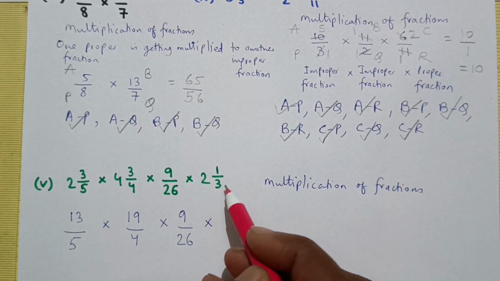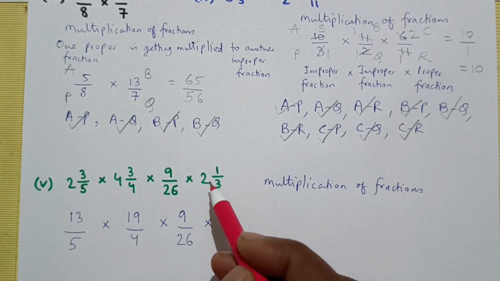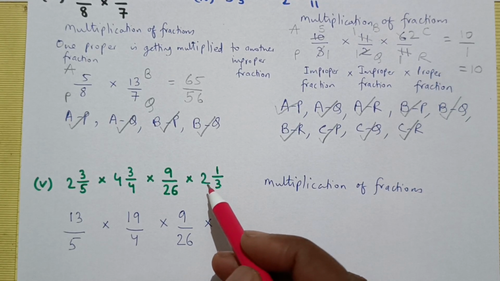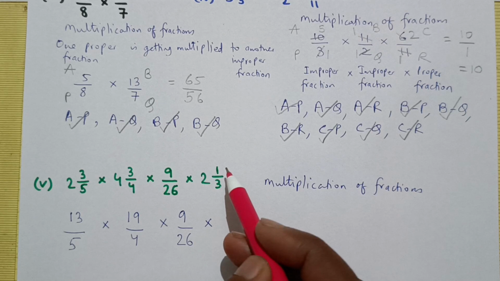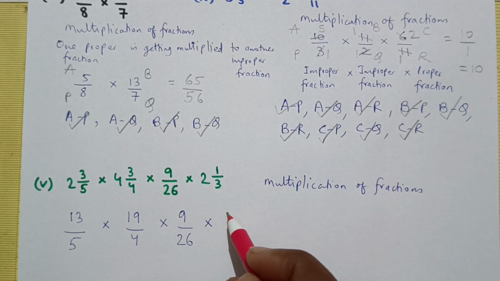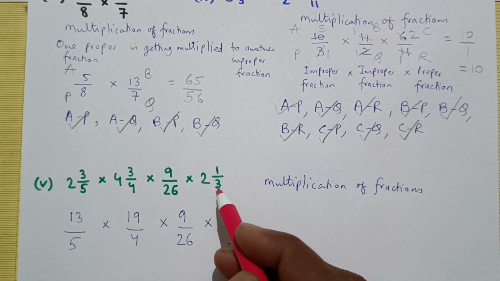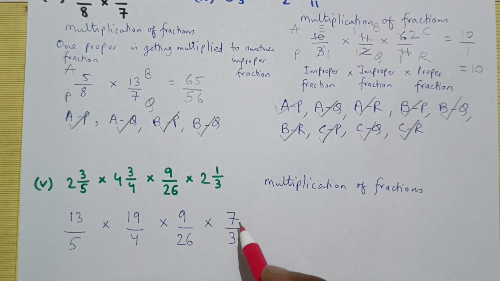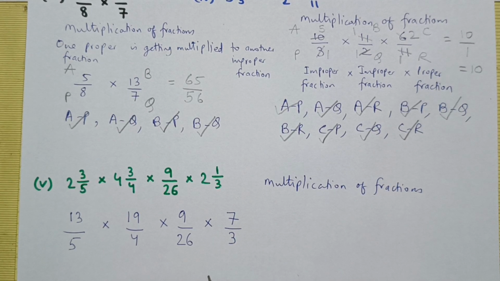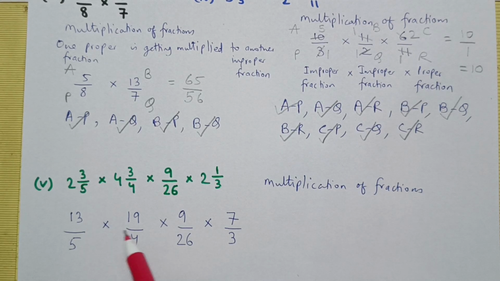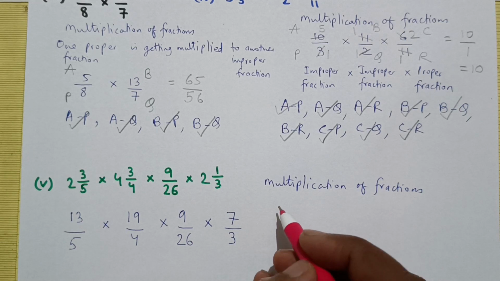This is a mixed fraction, so let us convert it into improper fraction. So 2 1 by 3 becomes 2 into 3 is 6. 6 plus 1 is 7, so 7 by 3. So 2 1 by 3, when I convert this mixed fraction into improper fraction, it becomes 7 by 3. So 13 by 5 into 19 by 4 into 9 by 26 into 7 by 3. So improper fraction multiplied to improper fraction multiplied to proper fraction multiplied to improper fraction.